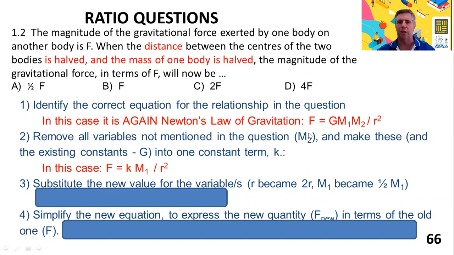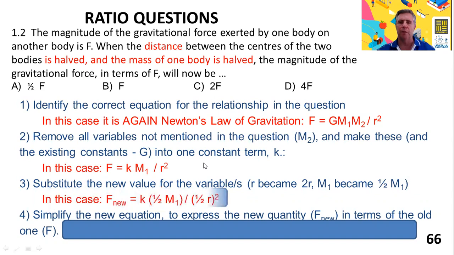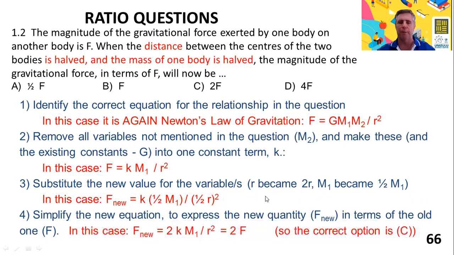Well, that's just the second mass, and make these an existing constant G into one constant term. So we can rewrite the equation as force equals k times mass 1 over r squared. We need to keep these two variables in because they're both going to change. Then substitute the new value for the variable. So r became half r, keep it in brackets, and m1 became half m1, again, keep it in brackets. Now simplify. Half r all squared becomes a quarter r squared, half m1.